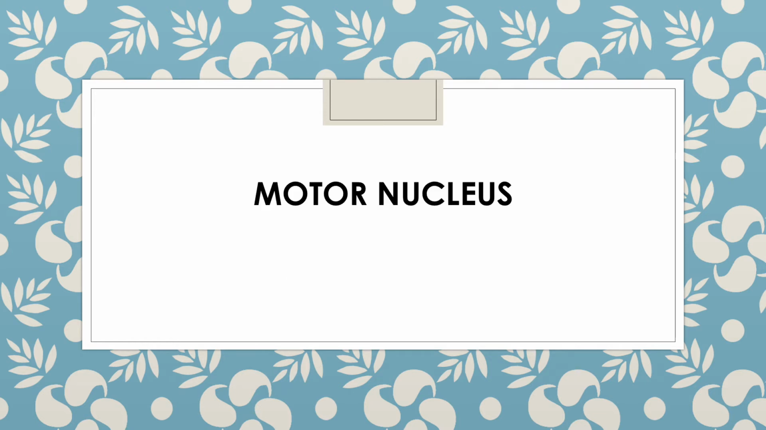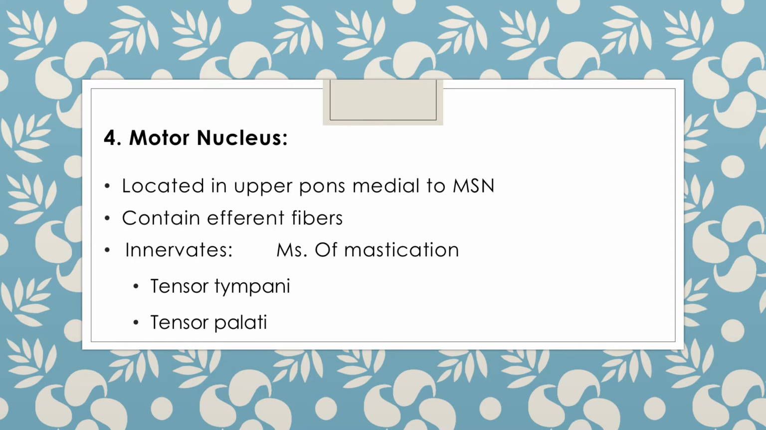Then we come to the motor nucleus. The motor nucleus is the fourth nucleus of the trigeminal nerve. It is located in the upper part of the pons, close to the main sensory nucleus. It contains efferent fibers as it is motor, and innervates the muscles of mastication, tensor tympani, and tensor veli palatini.